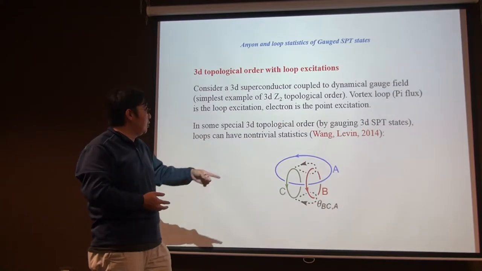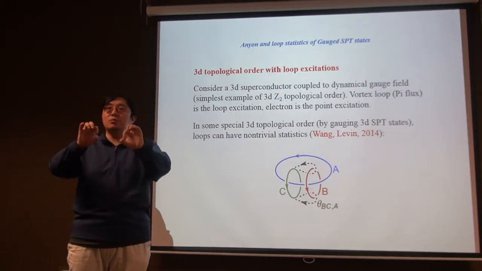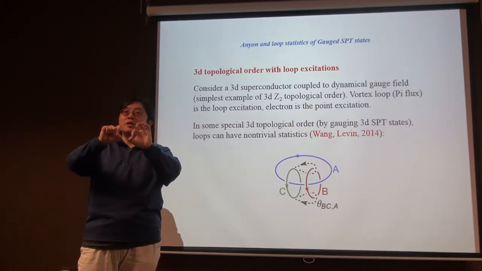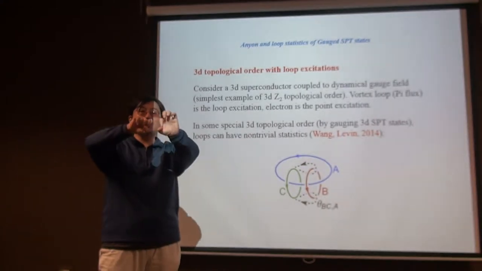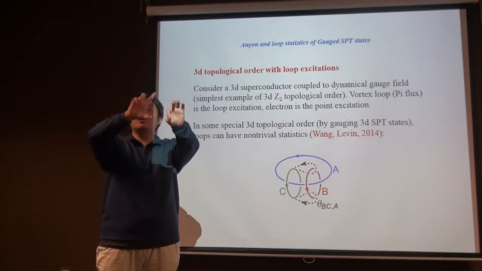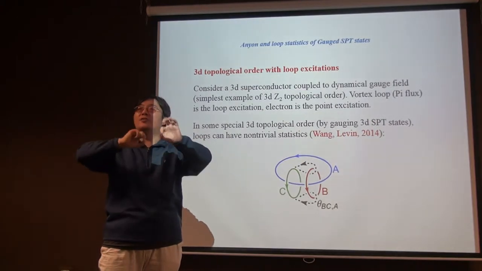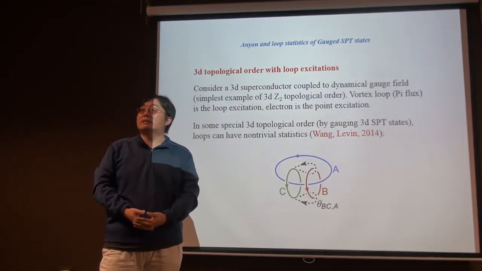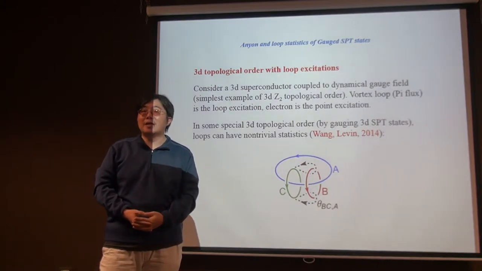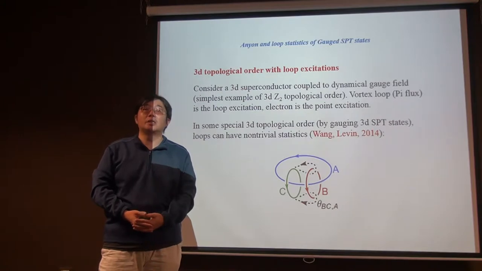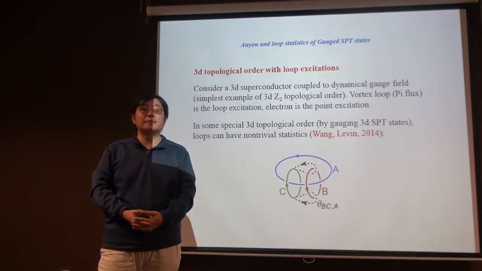First we have one loop, loop A, and both loop B and loop C are linked with loop A. Then we consider a process where we take loop B, go into loop A, expand, and come out, going back to its original position. This is a well-defined braiding process, and it's a braiding process between loop objects only. It does not involve any particles. It's only loop statistics.